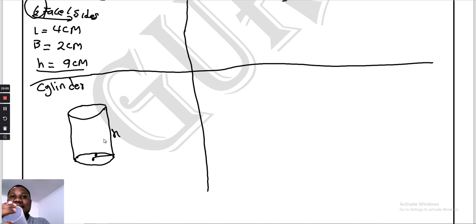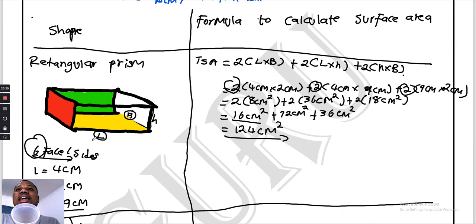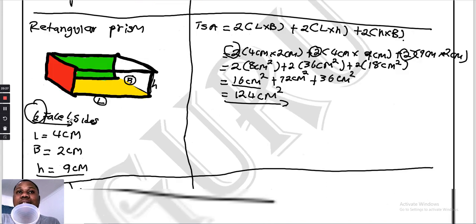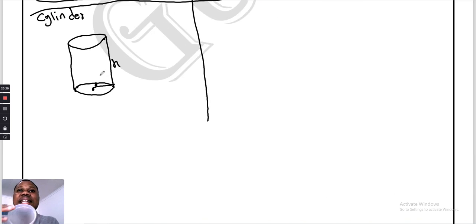Is a circle, isn't it? This is a circle, this one. So our circle now, what do we call this distance? We call it a circumference. Like when we were doing here, this one we call it a length. This one we call it a height. This one we call it a breadth, okay? But when we come to a cylinder, the distance here, we call it a circumference.